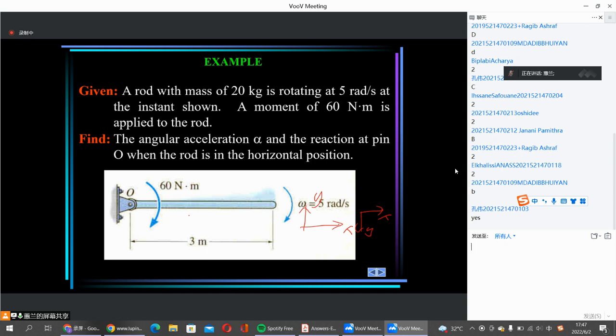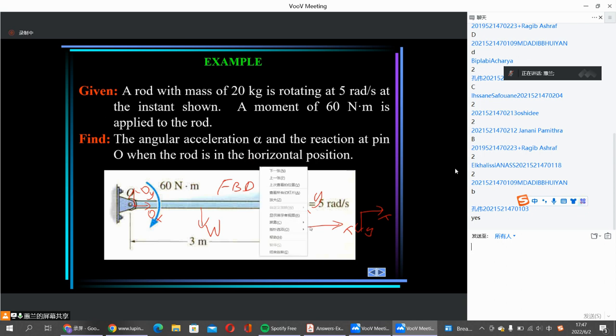So that's enough. And then draw FBD, draw KD. FBD: the weight, and at point O, Ox, Oy, right? Anything else? No more, right? That is the real force system, the FBD. But except for the FBD, you also need to draw KD. I use another color to draw KD. What will be the KD?